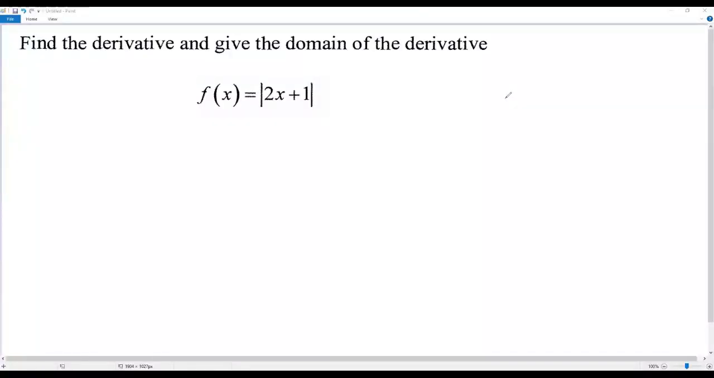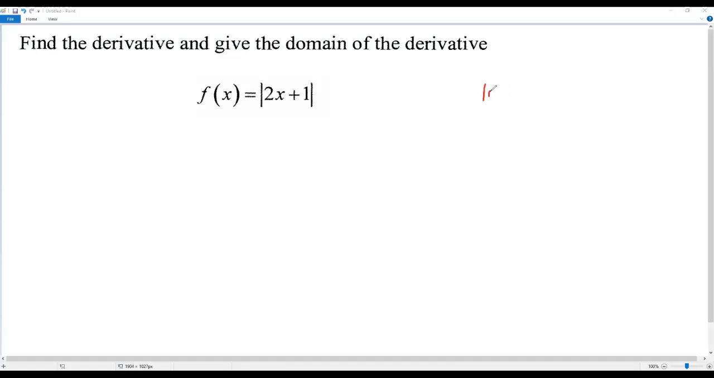Here we have a problem on derivative. We have to find the derivative of the function given over here, and also we have to give the domain of the derivative. Actually, here we have an absolute value function. First, let's understand how to find the derivative of an absolute value function.